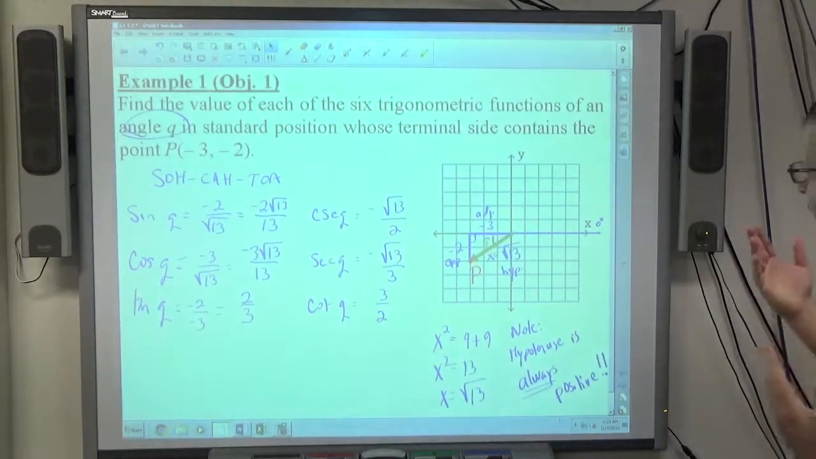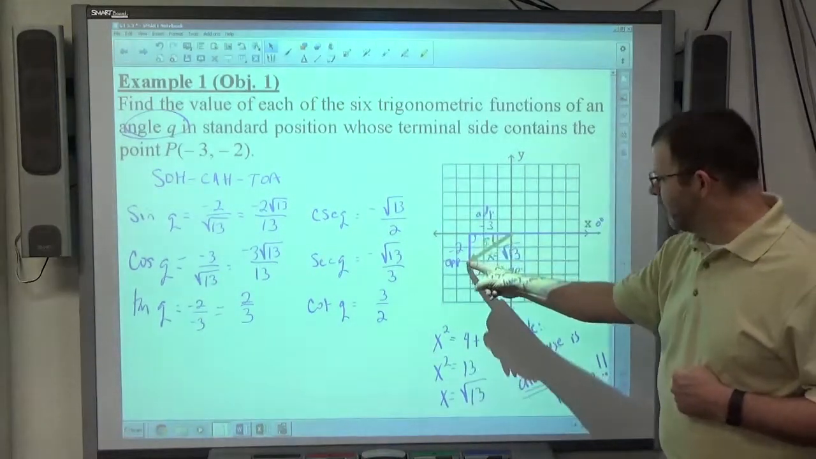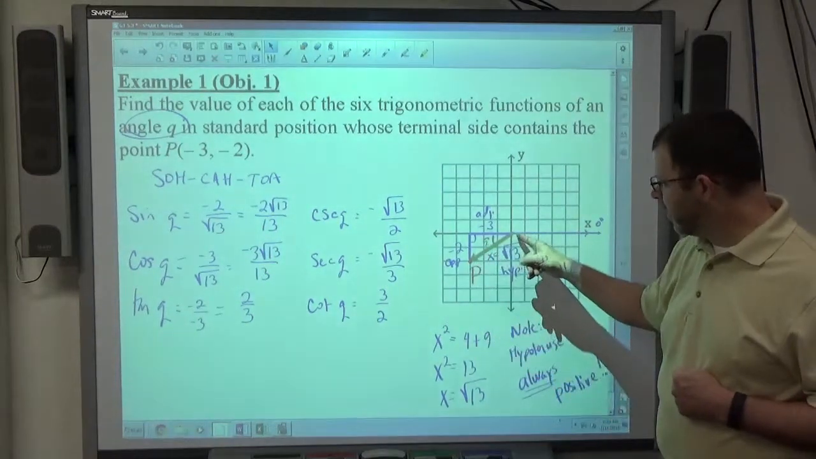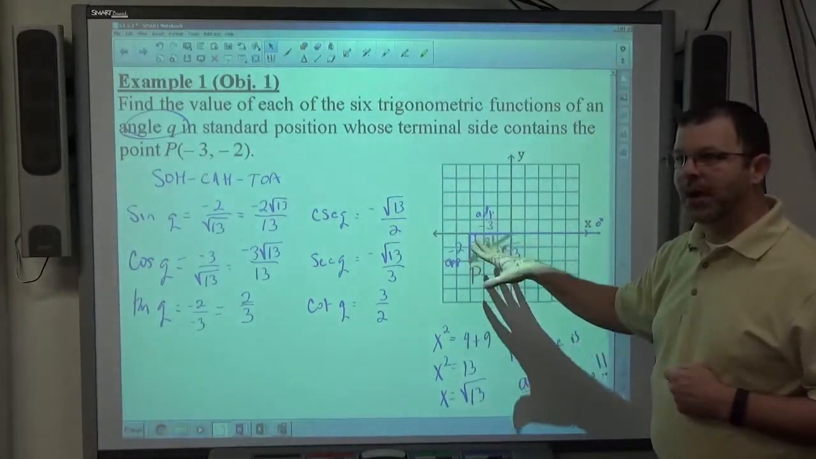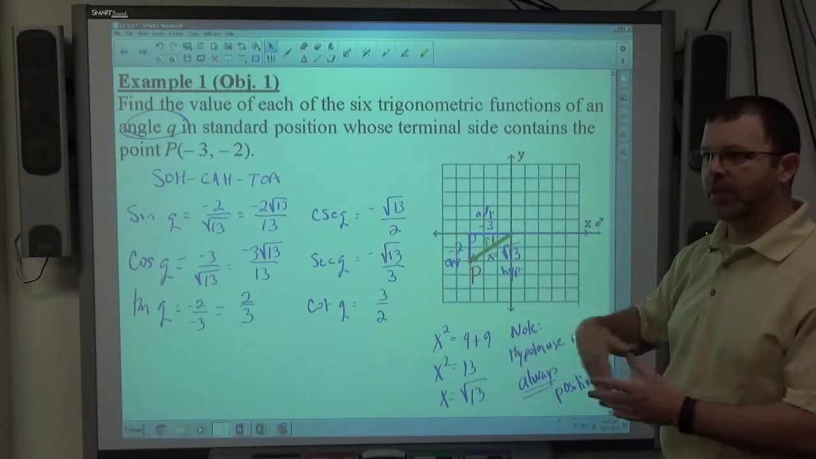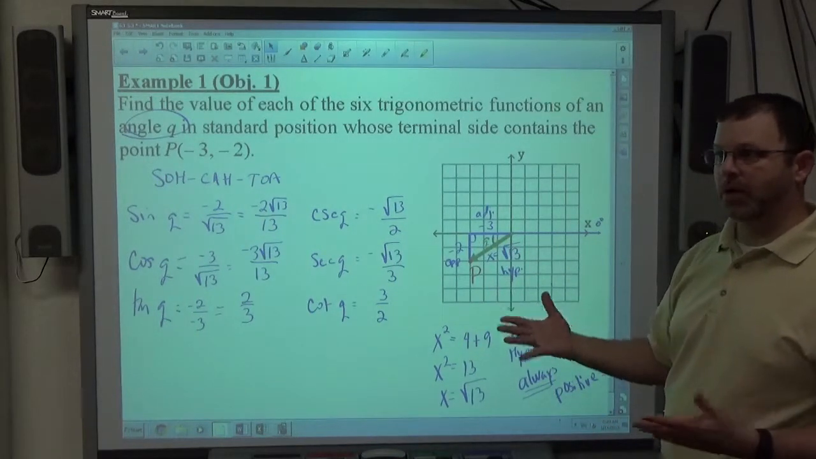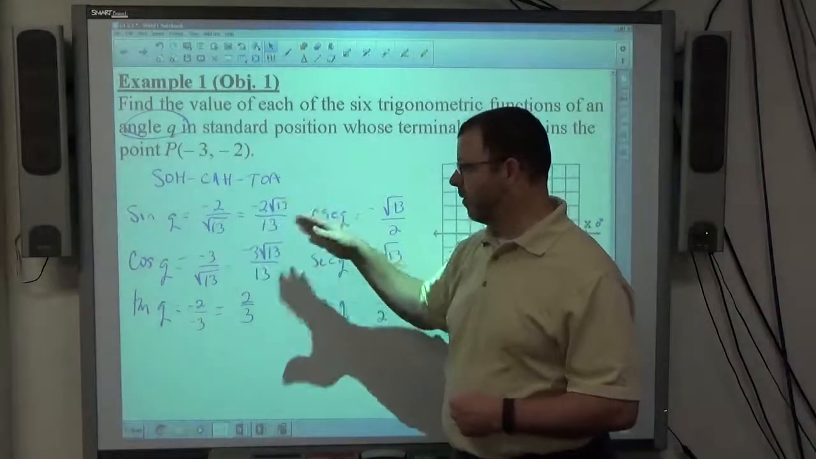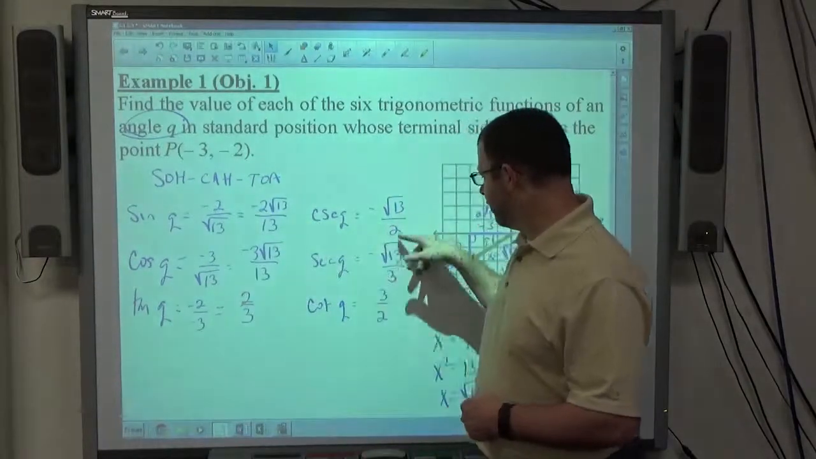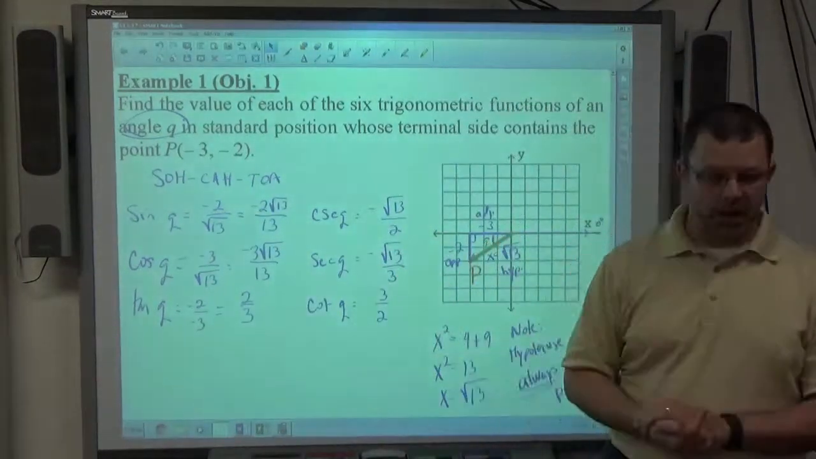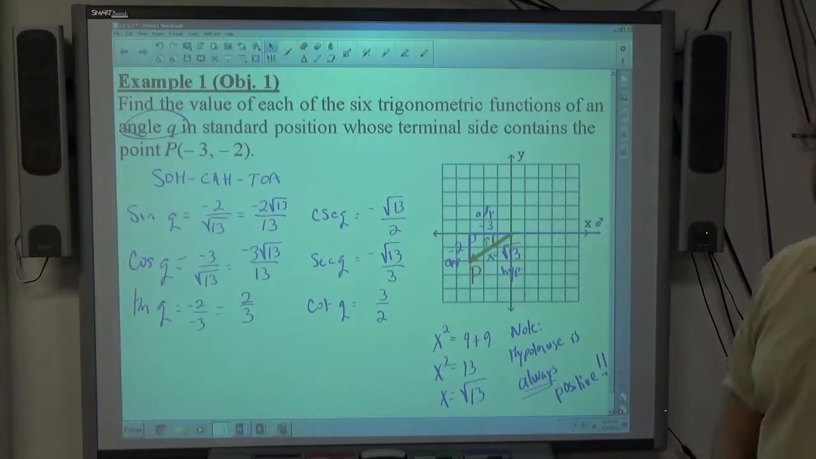And again, the point establishes where you are. Directional things get you correct signs. Okay, so again, back in 5.2, with these triangles, we always created positive sides. We had everything positive. Now we've got some negative, we've got some positive, and it depends on what quadrant you're in to establish what sign each thing is going to be.